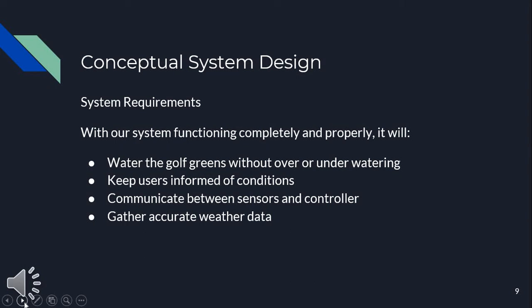With a system that is functioning completely properly, it'll water the golf greens without over or under watering. It will keep users informed of the conditions. It will communicate between the sensors and the controller, and it will gather accurate weather data to help make decisions.